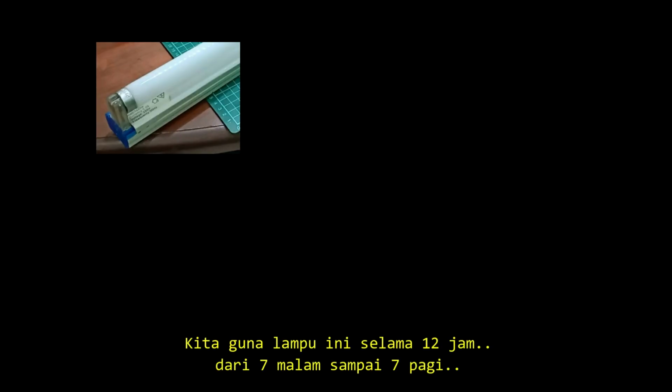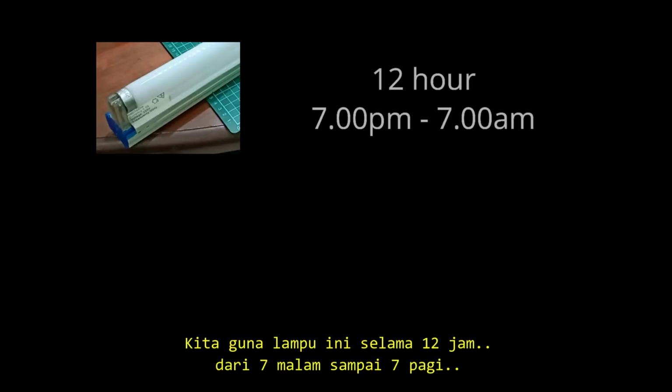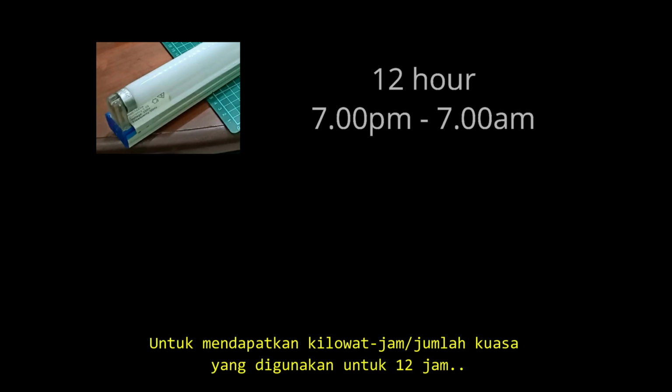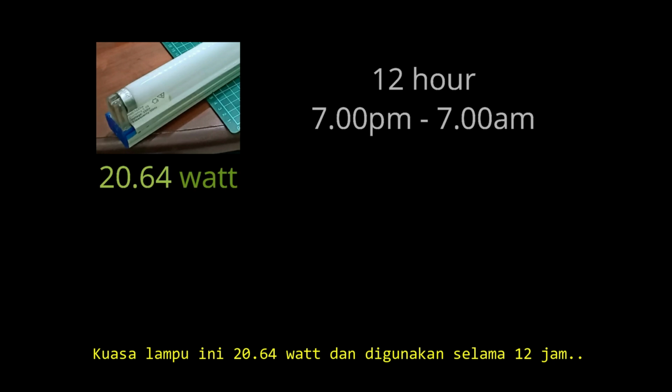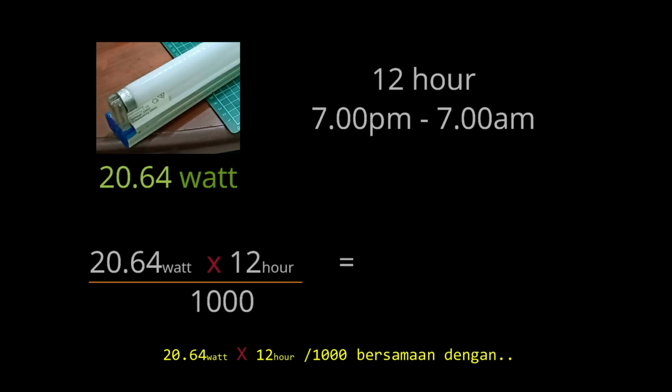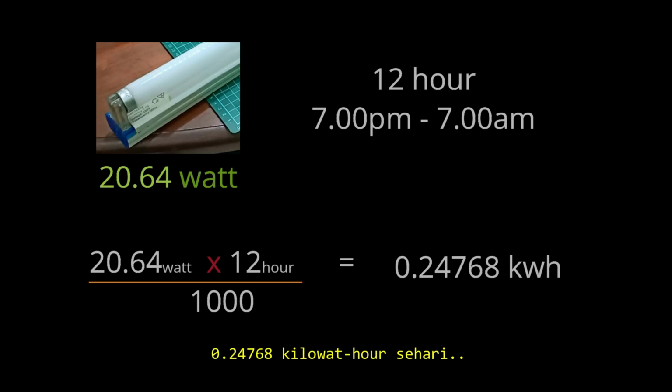Let's say we are using this lamp for 12 hours from 7 p.m. to 7 a.m. To find the kilowatt hours, or how much the electric bill used for 12 hours, multiply the kilowatt used by the number of hours. The fluorescent lamp uses 20.64 watt of power and is on for 12 hours. 20.64 watt multiply 12 hour divided by 1000 equals 0.24768 kilowatt hours per day.